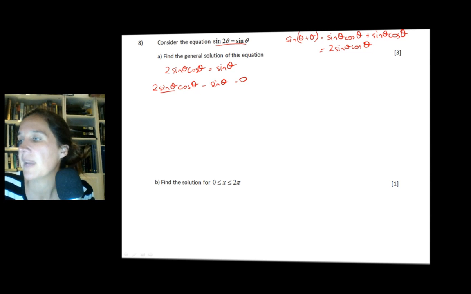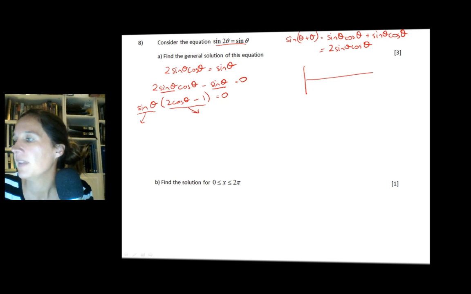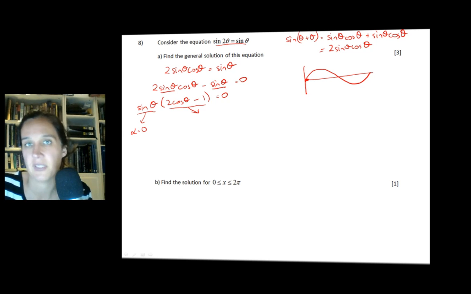Now we see we have this sine theta term in both parts of our equation, so we take this out the front. Sine theta multiplied by 2 cosine of theta minus 1 is equal to 0. So now we know either sine of theta is equal to 0, or 2 cosine theta minus 1 is equal to 0. If we think about our sine curve, at 0 we have sine theta equal to 0. So that's our alpha is equal to 0.